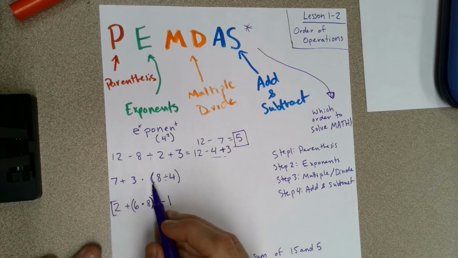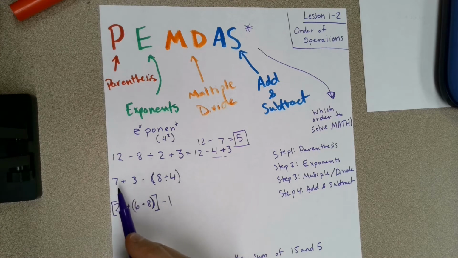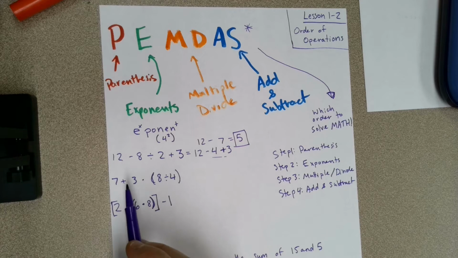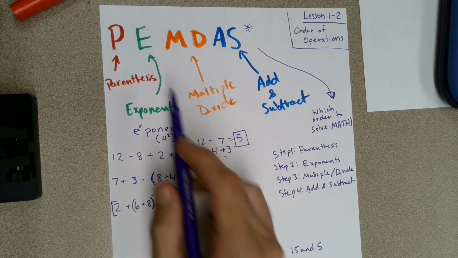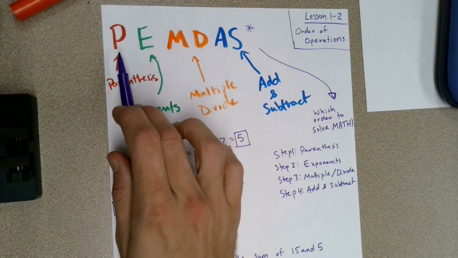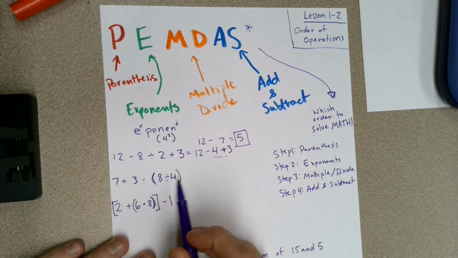7 plus 3 times 8 divided by 4. So right away, what do you want to do? Maybe you're thinking, oh, I want to add 7 plus 3. That's 10. That's easy. But no, that's wrong. Don't do that. PEMDAS. Always PEMDAS. Every problem you do, PEMDAS. We start with our parentheses. This one, we do have parentheses. Here they are. So we got to solve that first.